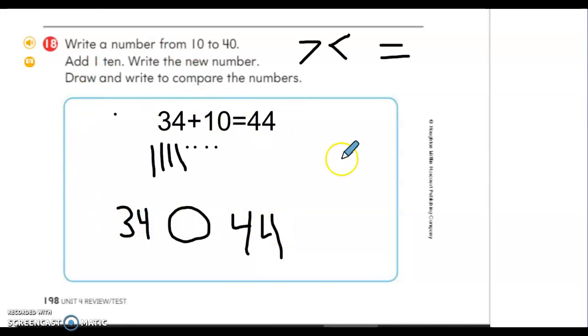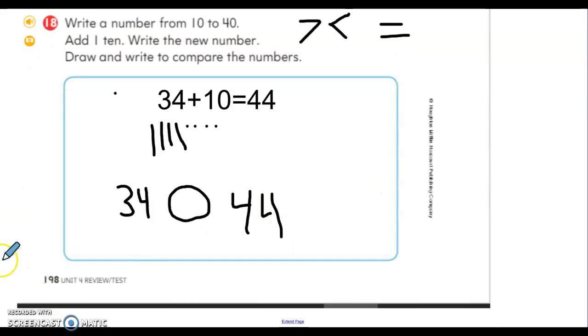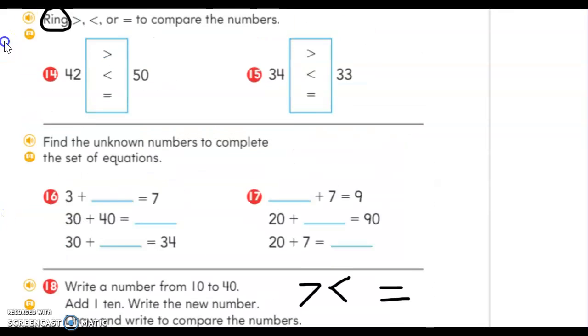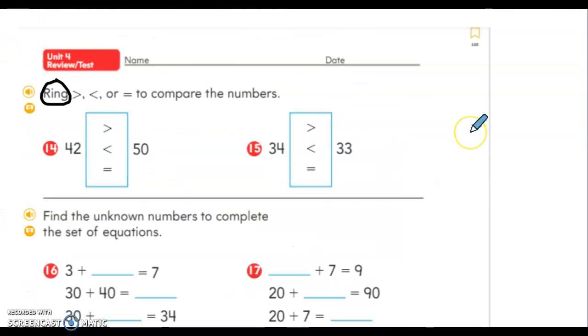Okay, so please try that with your own number. Make sure you do all those parts. You need to have an equation, a drawing, and a comparison sentence. So that is your review/test for Unit 4. So that'll be found in your workbook.